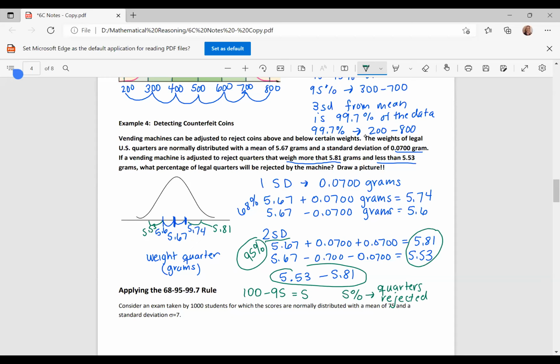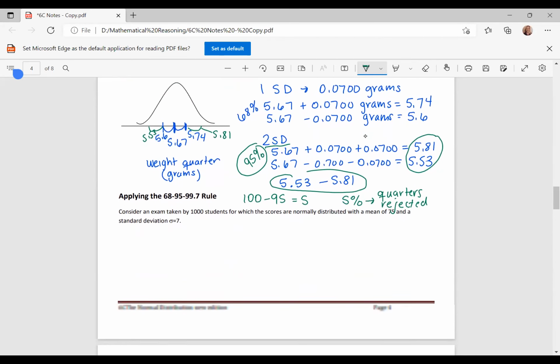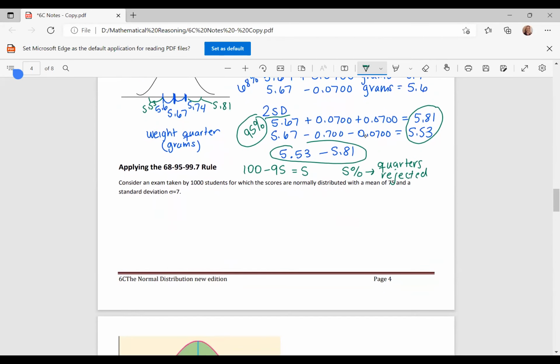Now they don't want to use exactly the mean, because coins can get scratched, or they could have goop on them or something that makes them weigh more or less. And so that's why they considered this two standard deviations away. They know it might not be exact, but that's why they want to look at two standard deviations away.